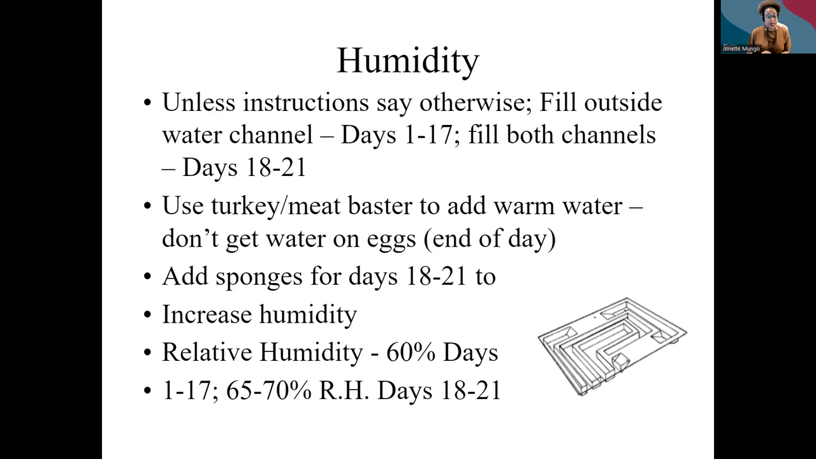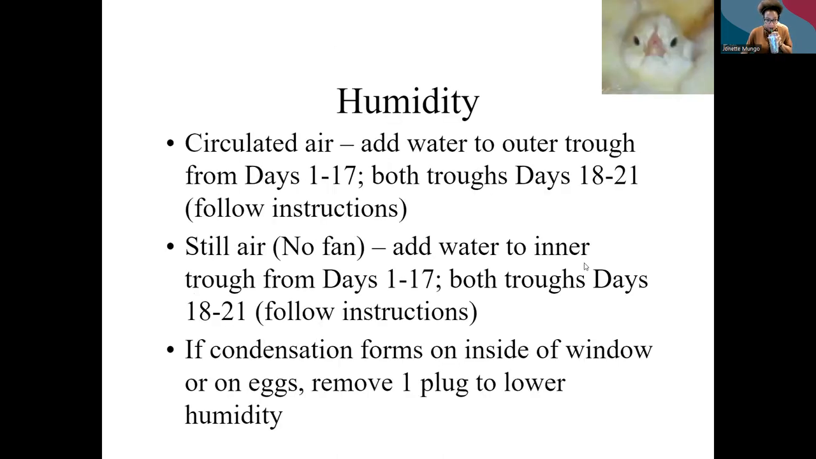But as you move into day 18 to 21, you want your relative humidity set at 65 to 70%. Okay, that helps your chick to not be shrink wrapped inside that egg as they're trying to emerge and hatch out. So with your circulated air incubator, add water to the outer trough days 1 through 17. Days 18 through 21, because we're getting close to this hatch right here, that's when you want to fill both of those bottom trays in there, okay?